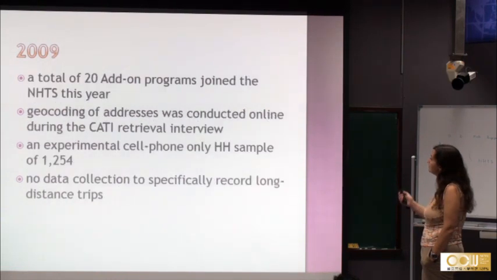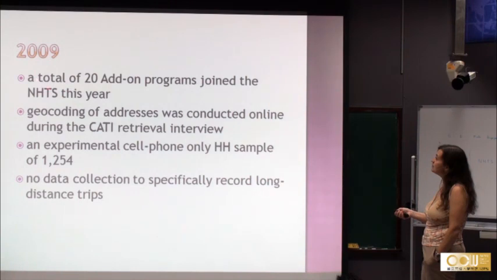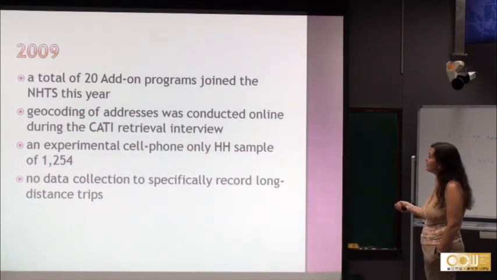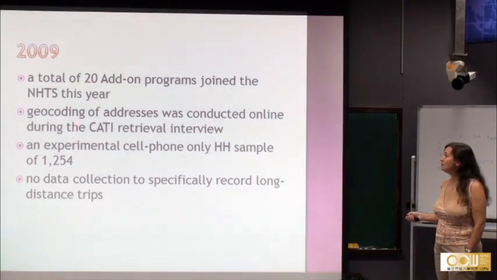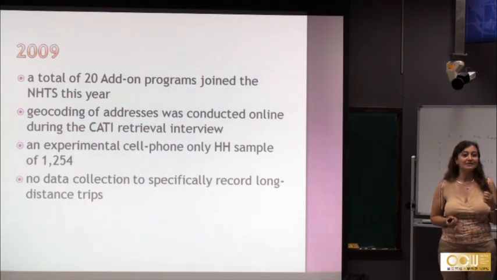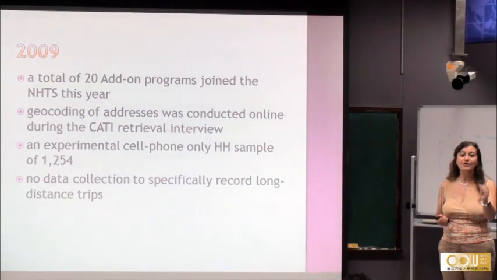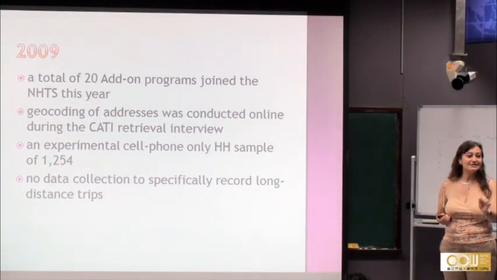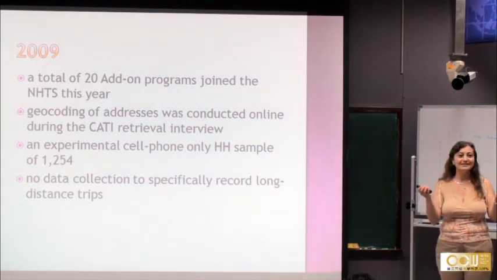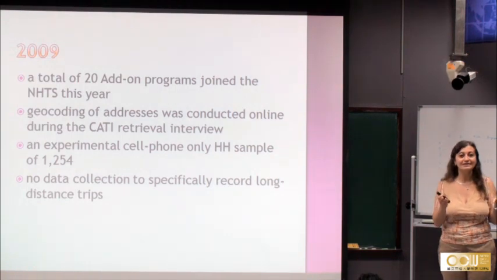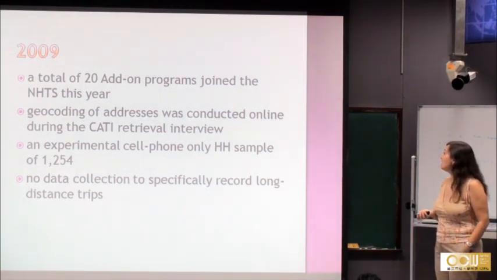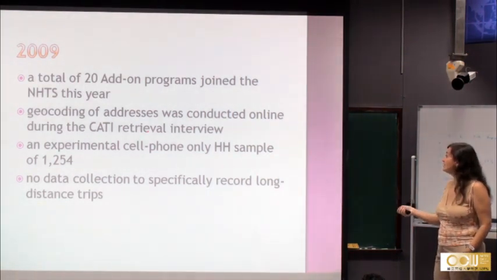Okay, so 2009, you see that 20 add-ons, so it means that 20 states participated in the NHTS data collection. We have geocoding. This is very, very good. All the add-ons have geocoding. So it means that you know precisely where these people are located and where precisely they go. And you get this with the data, so you don't need to do any geocoding. You get that from the states. And my student is using this.